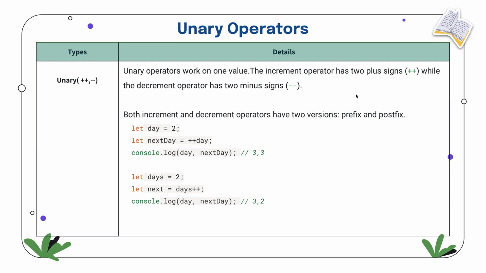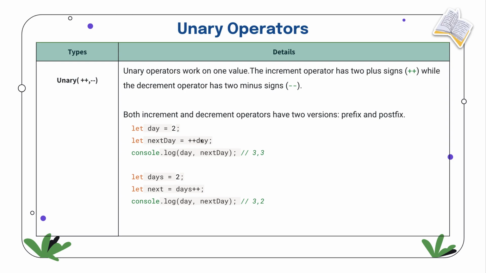First we'll check plus plus and minus minus. Plus plus is incrementing the variable value by 1. You can see in the example: let day equal to 2. I have created one variable called day and assigned 2 to it. Now I am creating another variable, nextDay, and this time I am writing plus plus day. Plus plus day means pre-increment. If you add the operator before the variable, that is pre. If you add the operator after the variable, that is post increment.